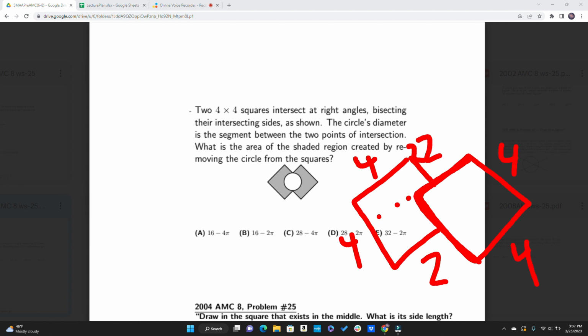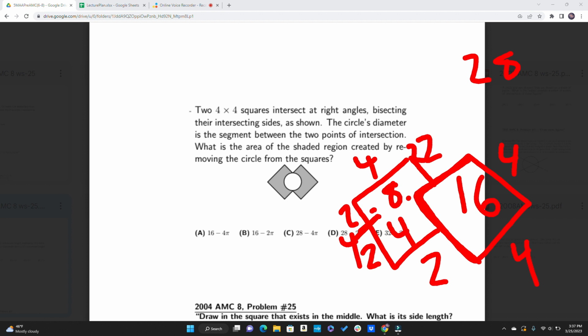Okay, so that area would be our 4x4. Here's 16. This is area 16. Here is 4x2, right? It's bisected. That has area 8. And finally, 2x2, this part has area 4, right? It's cut in half here, so 2x2. Okay, so the total area, if the circle wasn't there, that would be if everything is shaded, our total area would be 28. Okay, now we need to find the area of the circle.